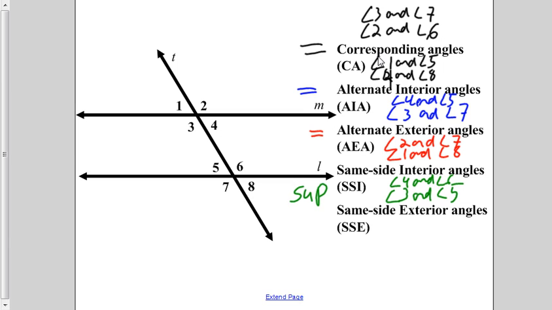And same side exterior. Can somebody give me an example of that? Same side exterior: 1 and 7, and 2 and 8. And these are also supplementary. They add up to 180. Okay? So this is what your whole packet is on.